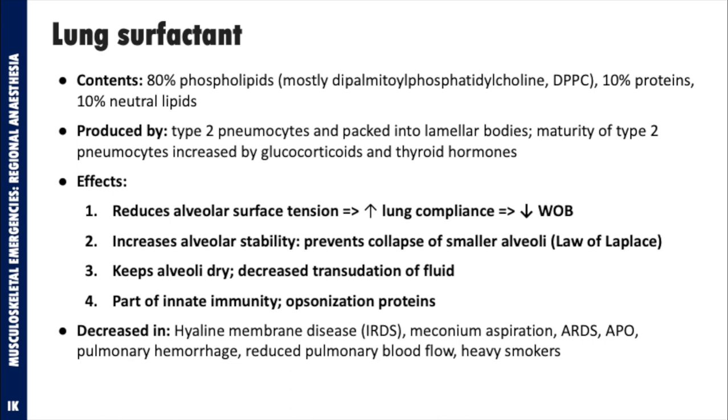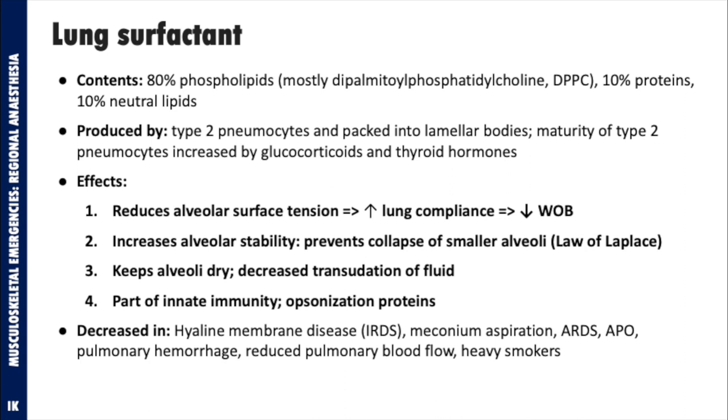So what does surfactant do? It reduces alveolar surface tension. By reducing the alveolar surface tension, you increase the lung compliance and reduce the work of breathing. It increases the alveolar stability. It prevents the smaller alveoli from collapsing. So again, I don't think you need to know in detail, but be aware, the law of Laplace says that smaller alveoli should collapse first, because the radius is small. But because of surfactant, it prevents this. So the smaller alveoli don't collapse.